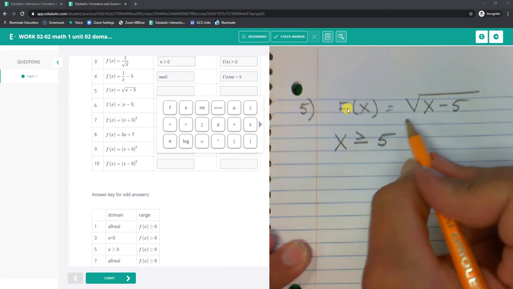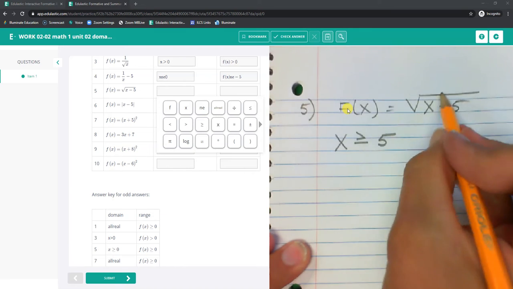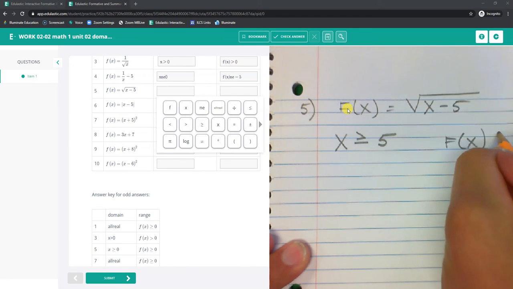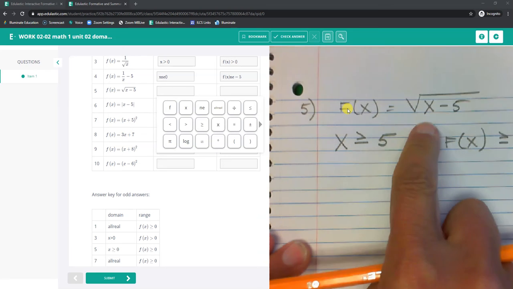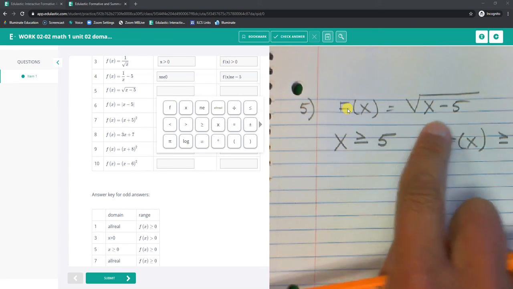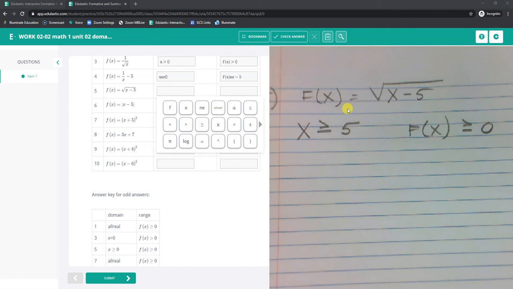Because if I put in a 4, this will go to a -1, and I can't take the square root of a -1. And then my f of x is going to be greater than or equal to 0, because I can't take the square root of a negative. I can take the square root of a 0 and I'll be okay. So this is number 5. Let's check it. X is greater than 0. That is incorrect. So I have an error on number 5 on my answer key.